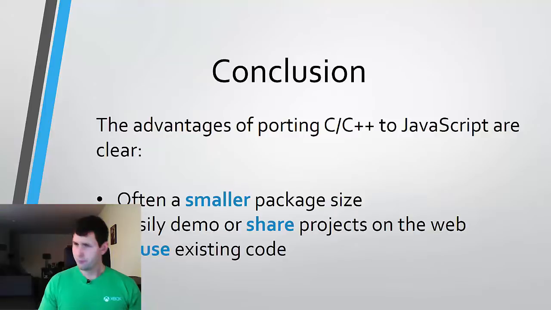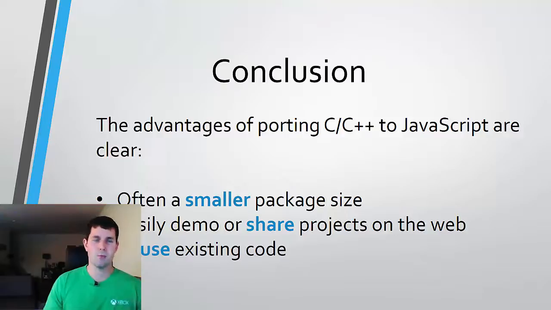So coming around the home stretch, the advantages of porting a C or C++ application to JavaScript are very clear, hopefully, after this. They include often a smaller package size. You can easily demo or share your projects on the web. Again, I can have a website, and I can just point someone towards that through Twitter, email, anything of that nature. And finally, you have the opportunity to reuse a lot of your existing code, right? You may not even have to rewrite all of this, whether it's a legacy application or something you wrote in another tool. Instead, give it a try through Emscripten and see how it works out through there.